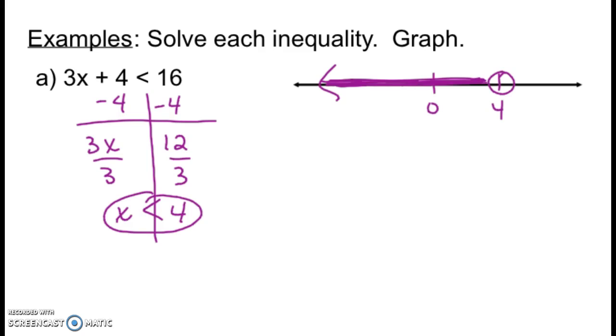And if you check it, you can check something in that range, like 0 is less than 4. So we can try it in the inequality, like 3 times 0 plus 4. Well, that's just 0 plus 4, or 4. And 4 is less than 16. So likely I did this right. I have the correct side shaded.